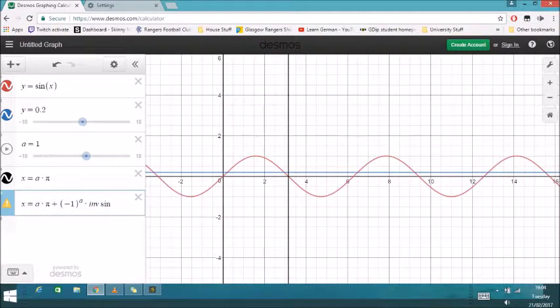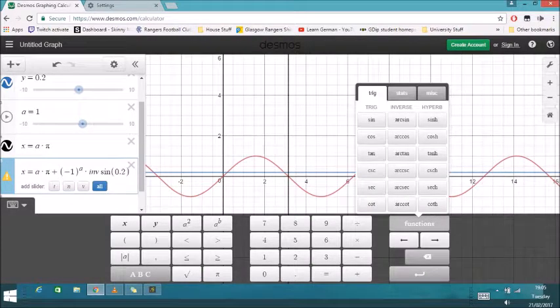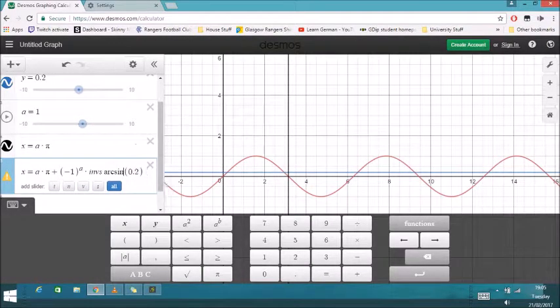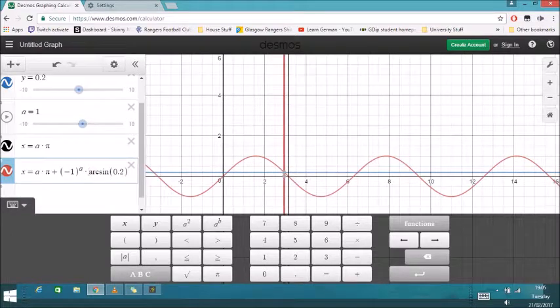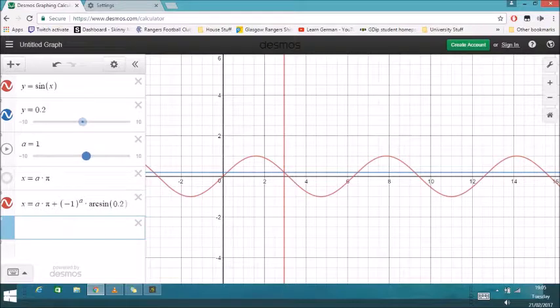Inverse sine isn't working, I think. Right, so arc sine is the same thing. So if you see arc sine or inverse sine, it means the same thing. So here's arc sine of, that's your general solution right there.